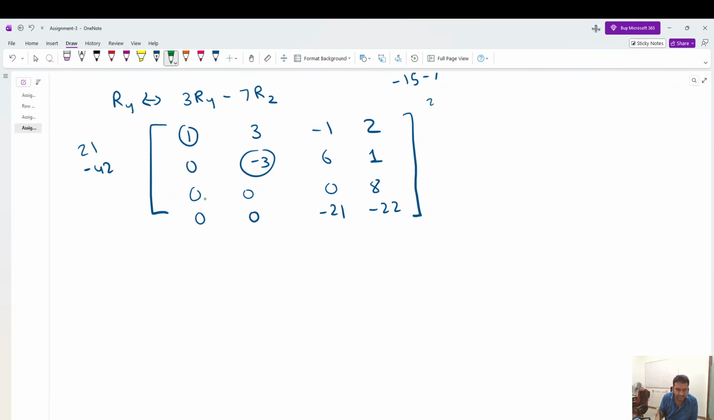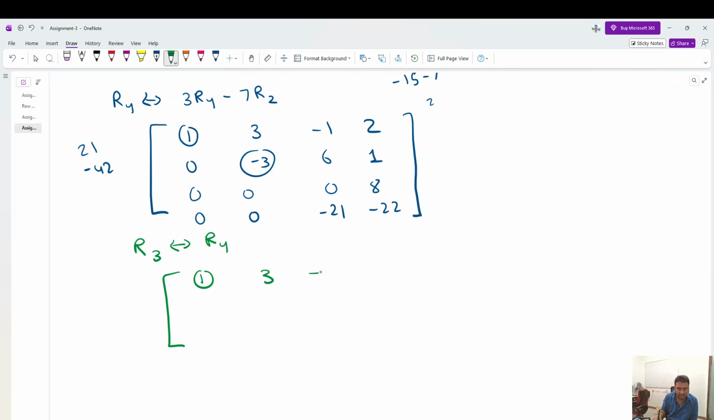Now what you do, see, here the fourth entry is non-zero. Here the third entry is non-zero. So what you will do, you will again interchange your rows. R3, you will interchange with R4. So what do you get?